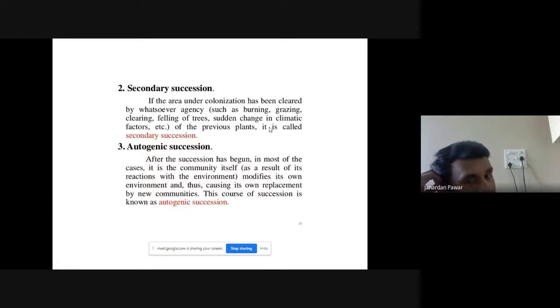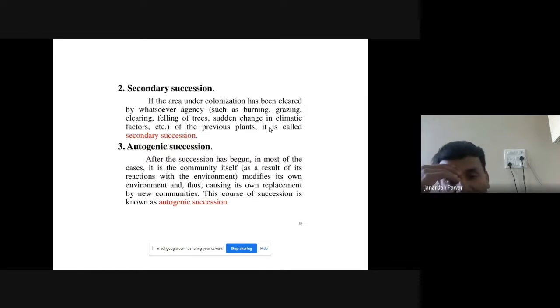For example, we have some trees, and we have planted them the first time. After a few years, if we cut the branches of those trees, and new branches come out from those cut branches, it can be called secondary succession.